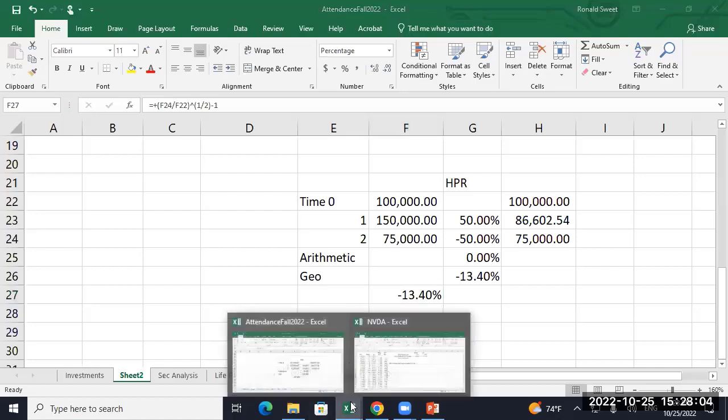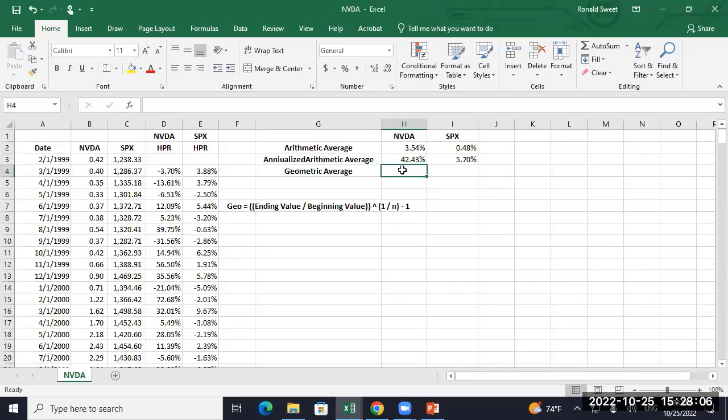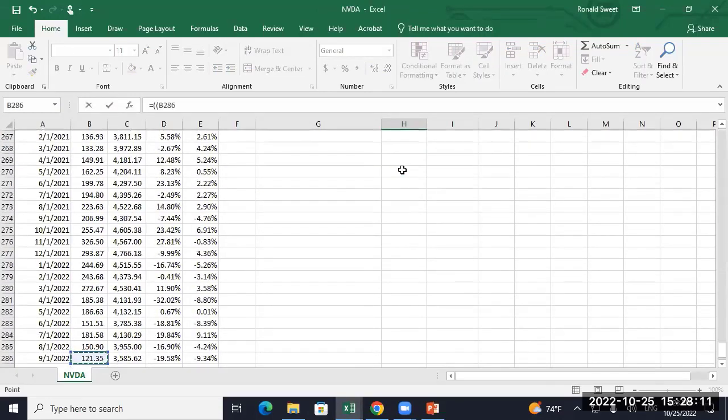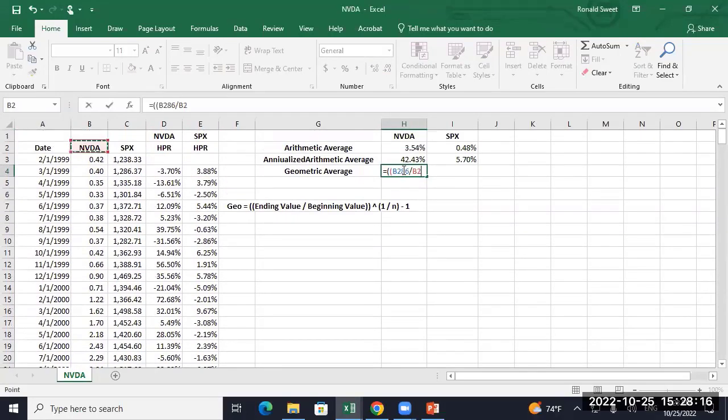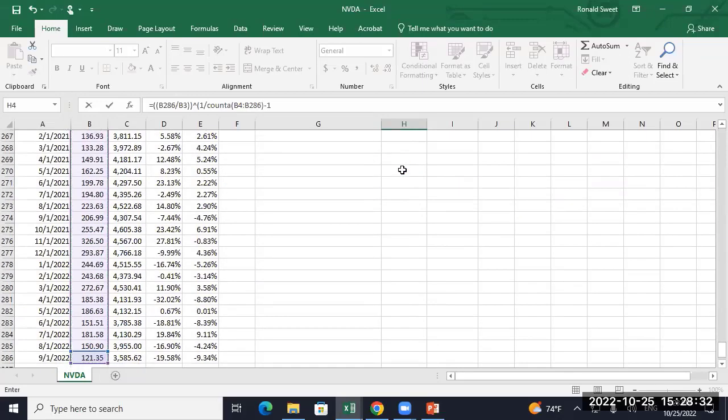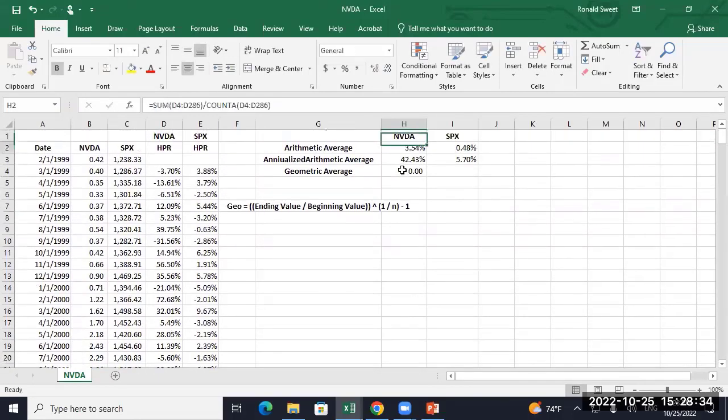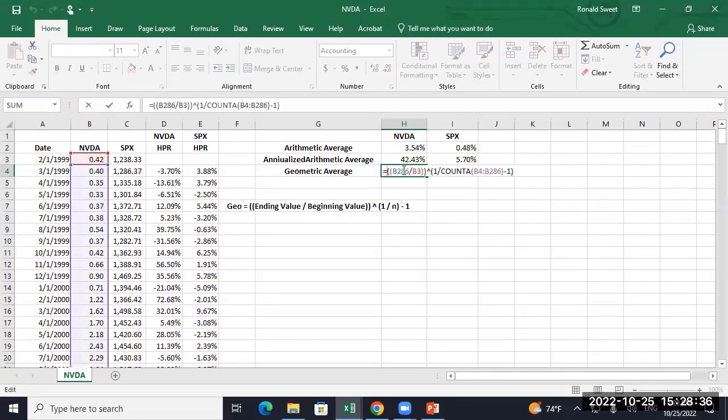So what could we do for NVIDIA then? You can do equal the ending value, 121.35 divided by the beginning value, 42 cents, raised to the 1 divided by the number of months. Now the number of months, you don't count the beginning one. So the beginning one's not in your count. So we go after that, minus 1. And I have parentheses problems somewhere.